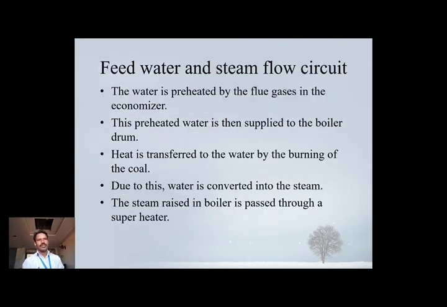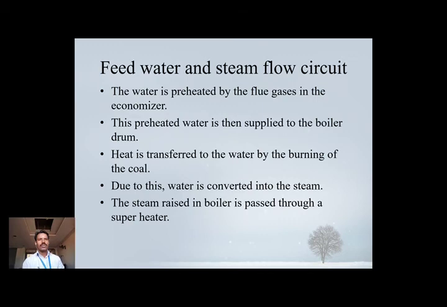Feed water and steam flow. The main purpose of feed water is that we can use it to convert to steam. Water is preheated by the flue gas in the economizer, and then the preheated water is supplied to the boiler drum. Heat is transferred to the water through the combustion process as the coal is burned.